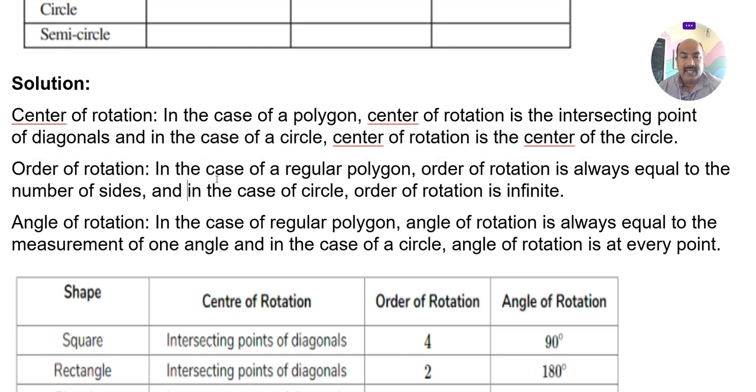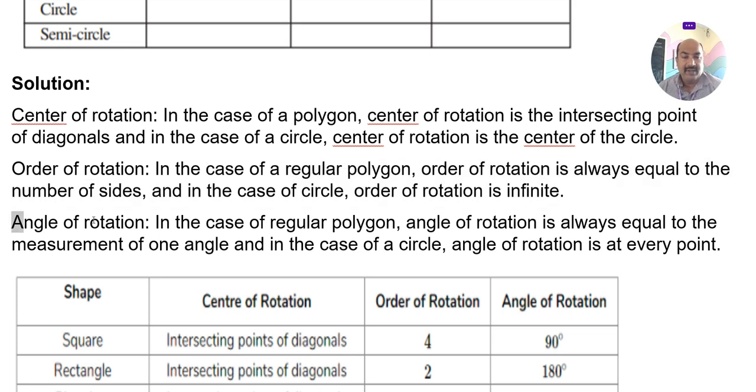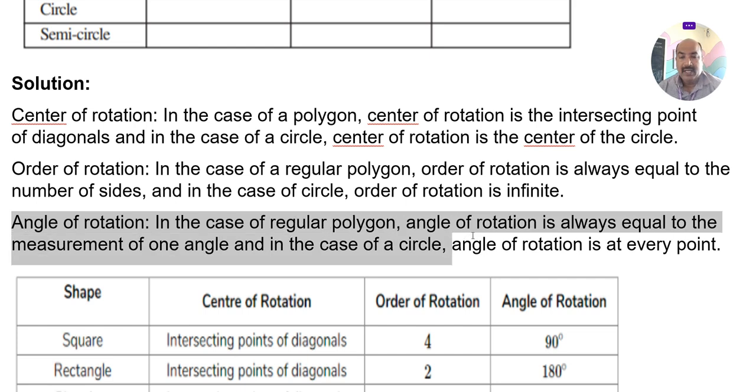Order of rotation. In the case of a regular polygon, the order of rotation is always equal to the number of sides. And in the case of a circle, the order of rotation is infinite. Angle of rotation. In the case of a regular polygon, the angle of rotation is always equal to the measurement of one angle, and in the case of a circle, the angle of rotation is at every point.